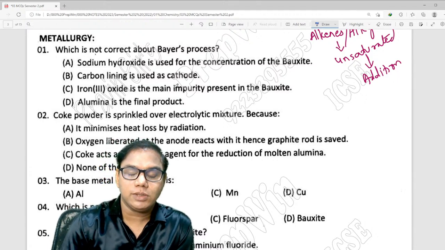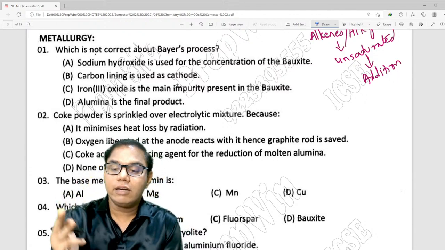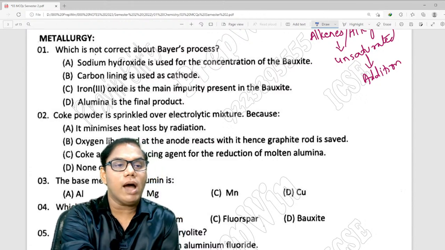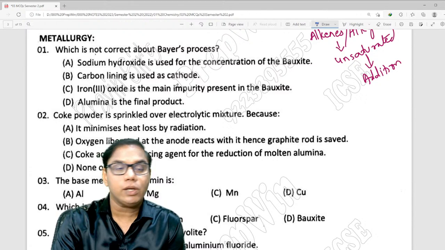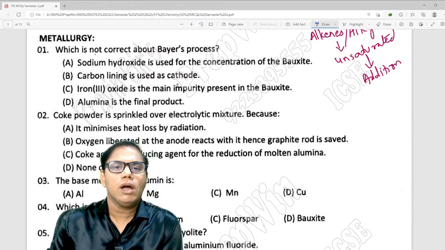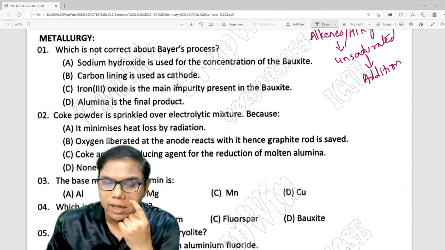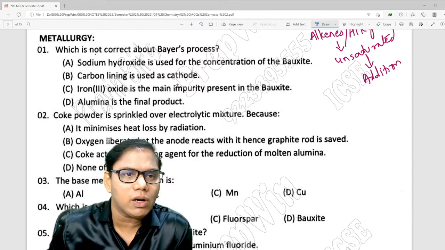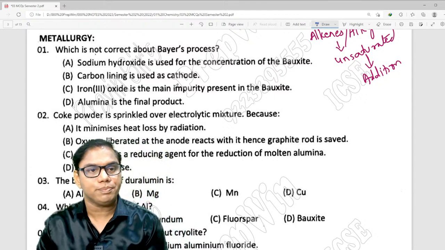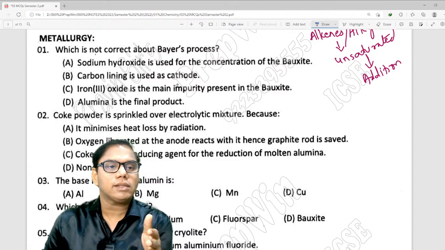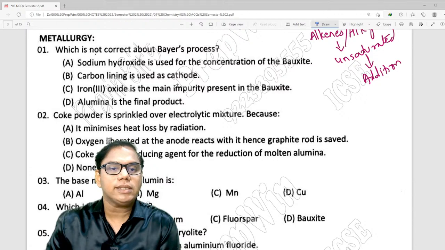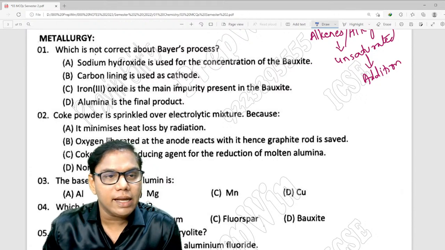In Bayer's process, we have three reactions. Which one? Write the number and your answer. Which one is not correct? Sodium hydroxide is used for concentration of bauxite. Is it right or wrong? Carbon lining is used as cathode. Iron 3 oxide is a main impurity present in the bauxite. Alumina is a final product.